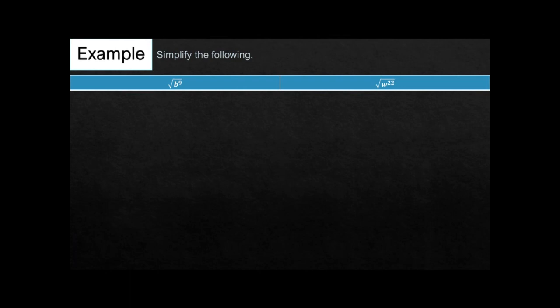So let's take the first one on the left. We have the square root of b to the 9th. So we think when we have variables, b to the 9th is literally multiplying 9 b's together. And whenever we have things multiplied together, for it to cancel out the square root, we need an exponent of 2. So we're going to be grouping these in groups of 2 so that we can write them as b squareds.